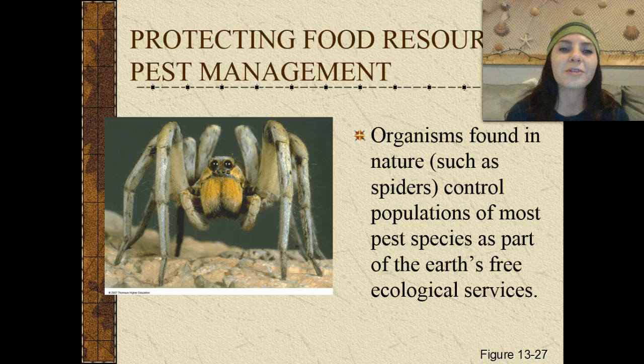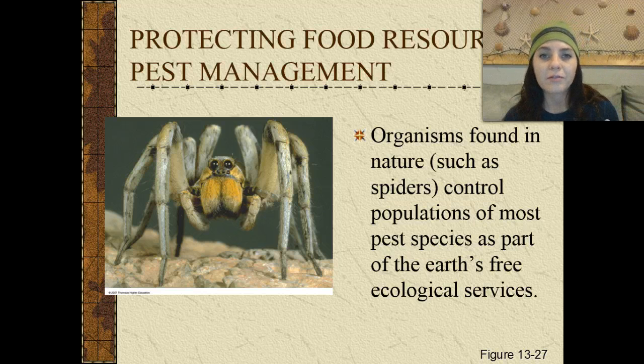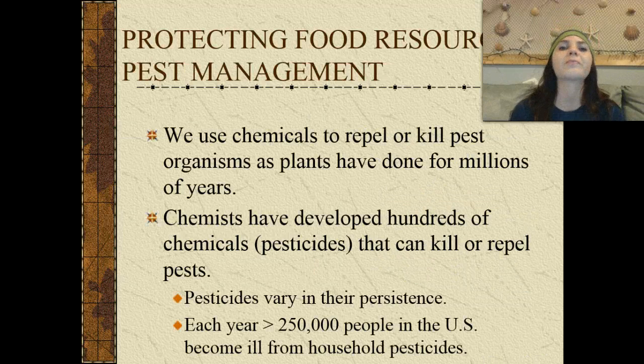So, protecting food resources and pest management. Organisms found in nature, such as spiders, naturally control populations of most pest species. That's part of Earth's free ecological services, kind of like the circle of life. Spiders keep a lot of other unwanted pests in check. However, we kill spiders. So, we've come up with a lot of different means to kill all of the other types of insects that we find as pests. Not to mention a whole slew of other things that we use pesticides for, which we're about to get into.